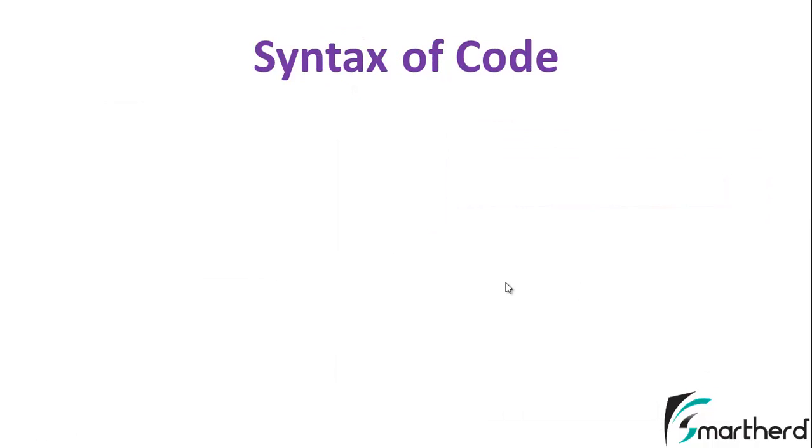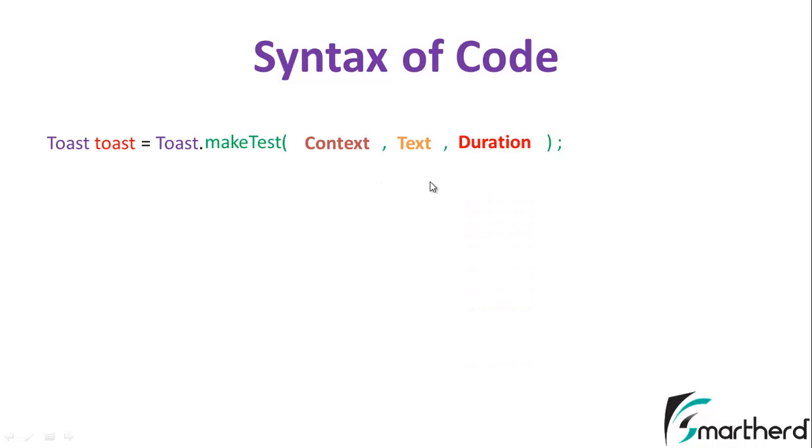Now what is the syntax of writing a toast in Android? For that you have to initialize a toast object of the Toast class. Toast, object name equal to Toast.makeText. Now this function makeText requires three parameters. The first is a context that you have to write. Second is a text that you want to print on your screen. Third is a duration constant, till what time you want the toast to appear on the user's phone.